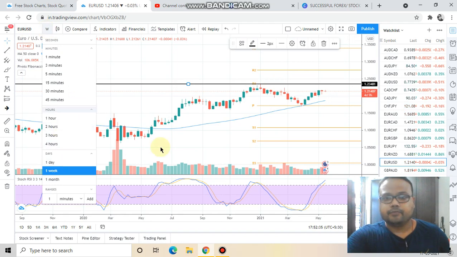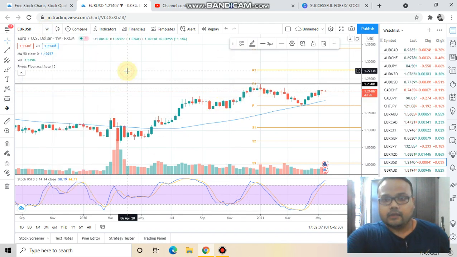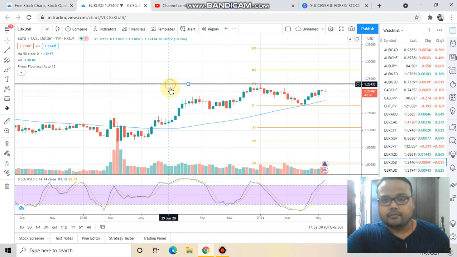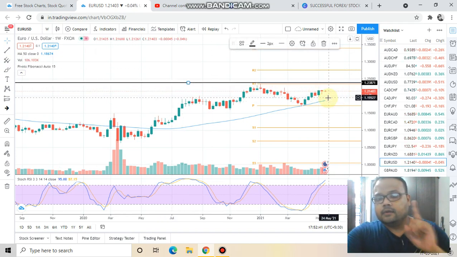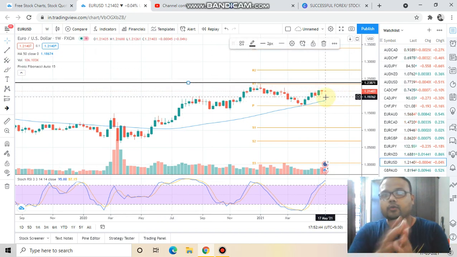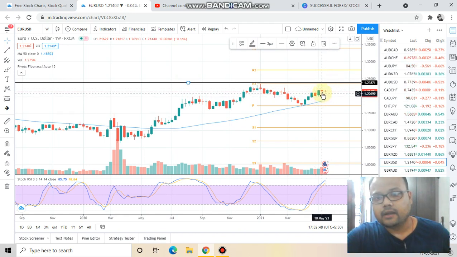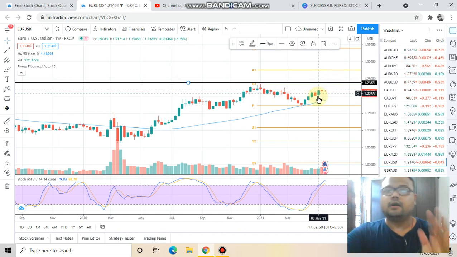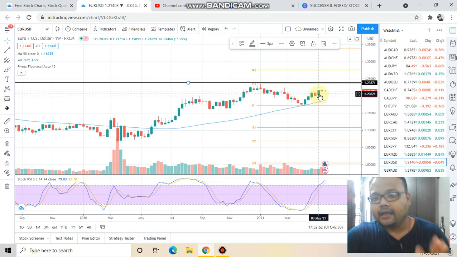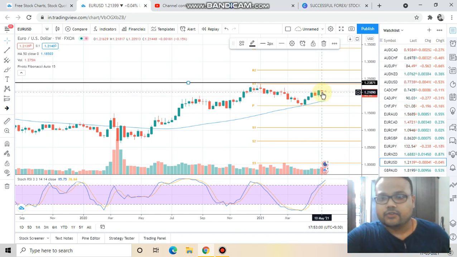And we can see in this chart that the 1.21 level, the resistance, is very important to us, because previous week the market tried to cross the high that it made in the first week of May, but it failed to cross the level. So this week it will definitely try. In case it fails, then it will be a trouble for us.